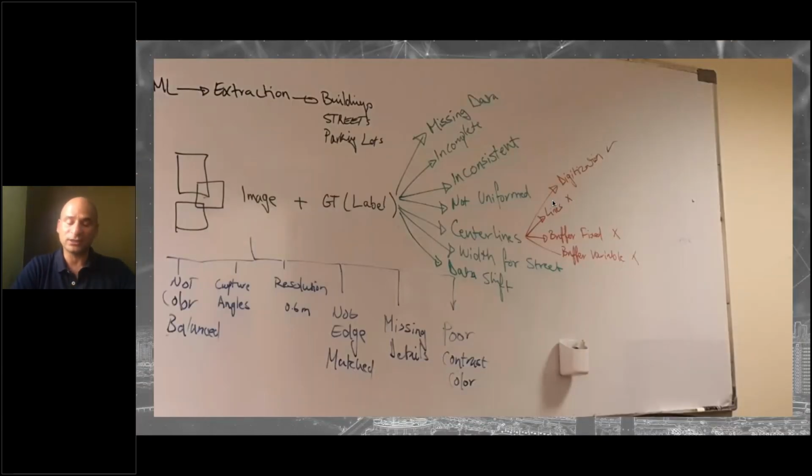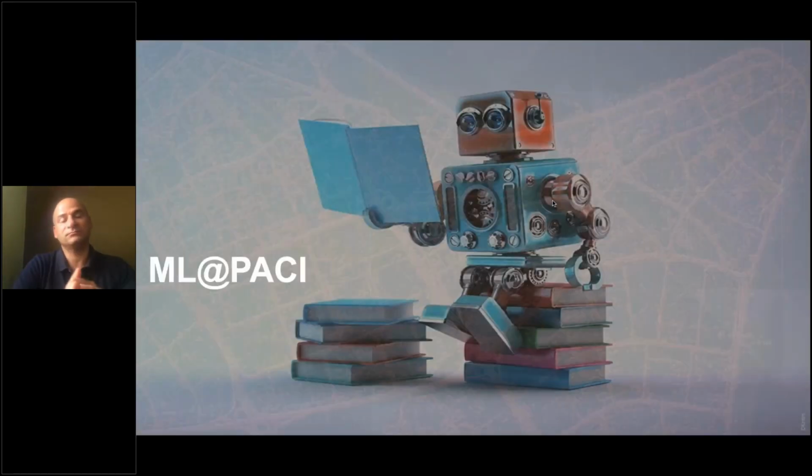Taking all these into consideration, the imagery is not color balanced, it has different capturing angles, different resolutions, is not edge matched, has missing details, and even has poor color contrast. Assessing our vector data, like available street networks and building footprints, we find that we have missing data, or it is incomplete or inconsistent, not uniform. It has center lines, not polygons, and it has data shifts. All this we took into consideration in our way to apply machine learning.